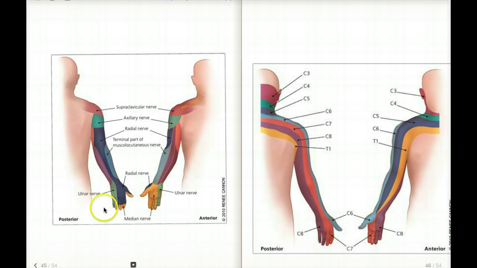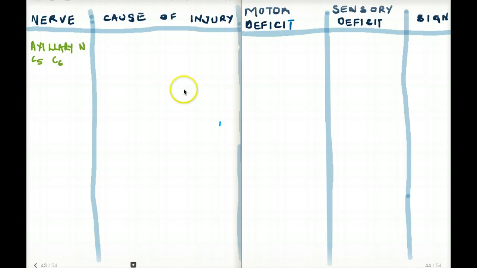Now let's take a quick look at the dermatomes of the axillary nerve. We can see that the top area is supplied by the supraclavicular nerve, and then the green region is going to be our axillary nerve. Now let's see which nerve root supplies the green region. It would be around this area, and you can see that C5 and C6 predominantly dominate this area, which is the deltoid area, because the axillary nerve supplies the deltoid. Now let's move on with that idea.